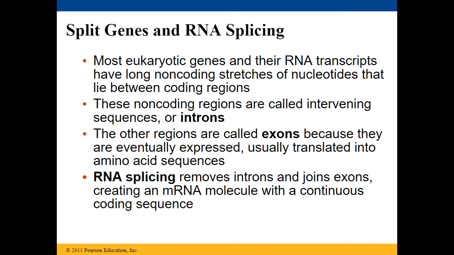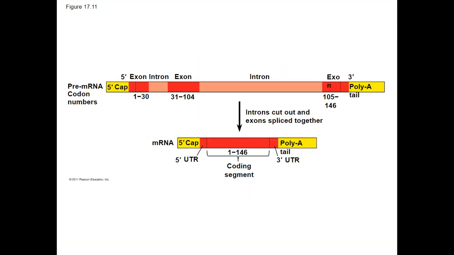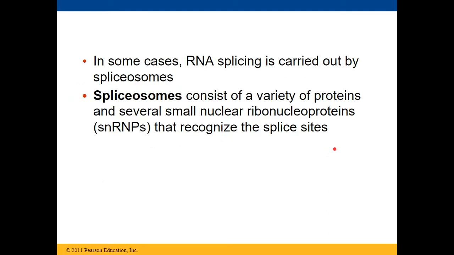RNA splicing removes the introns and then joins the exons together, which creates a messenger RNA molecule with a continuous coding sequence. We want to get rid of that mumbo jumbo that we don't need. So we remove the introns and then splice together the exons. So here, the light color is your intron. We don't want that, so we cut it out and then reseal together those exons.